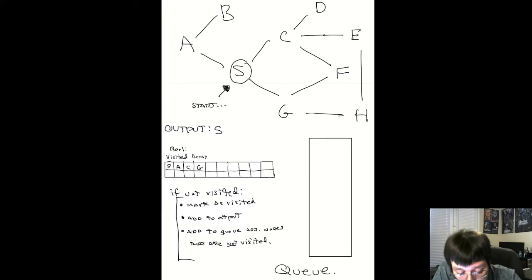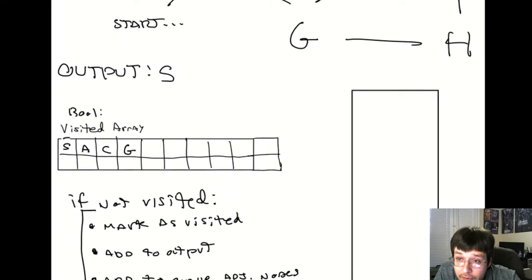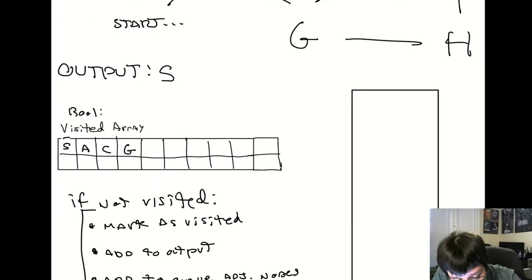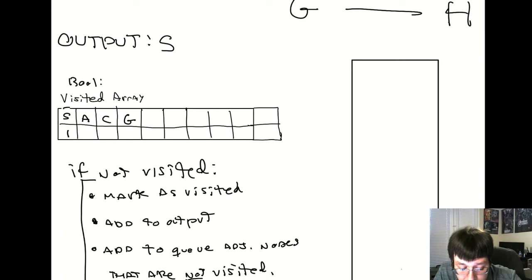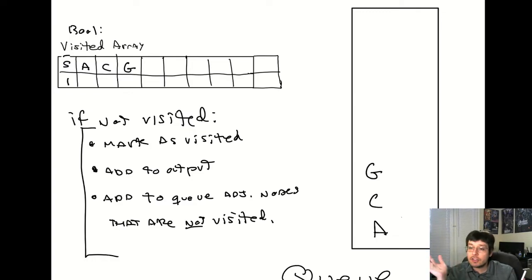Okay? So because A, C, and G are not visited, we're going to be adding them to that visited array. And we got to make sure we mark S as visited. So in addition to adding them to the visited array, we got to add them to the queue because they're not visited. So the ordering doesn't matter here. So I could add them as ACG, I could add them as GCA, whatever. The order is what you're looking at.